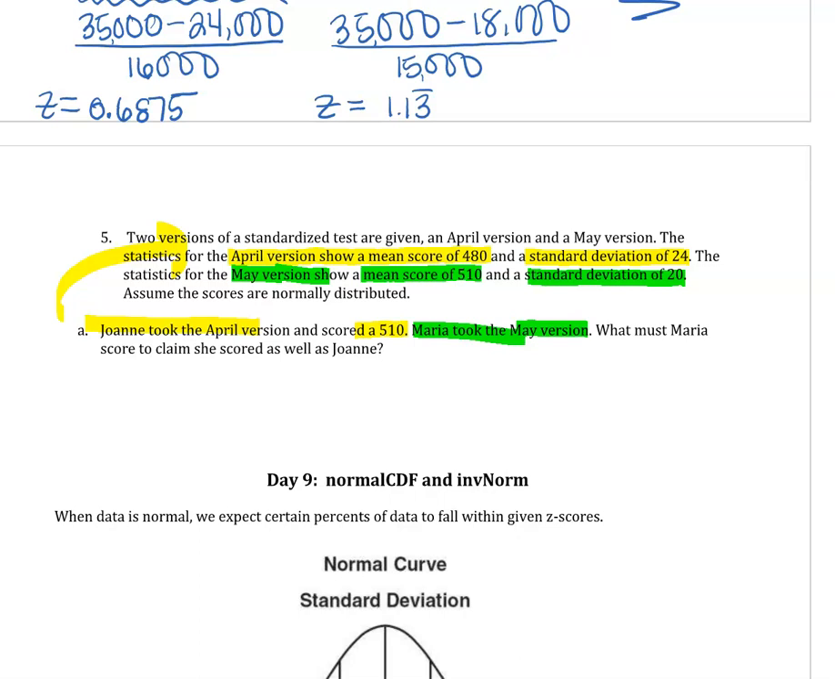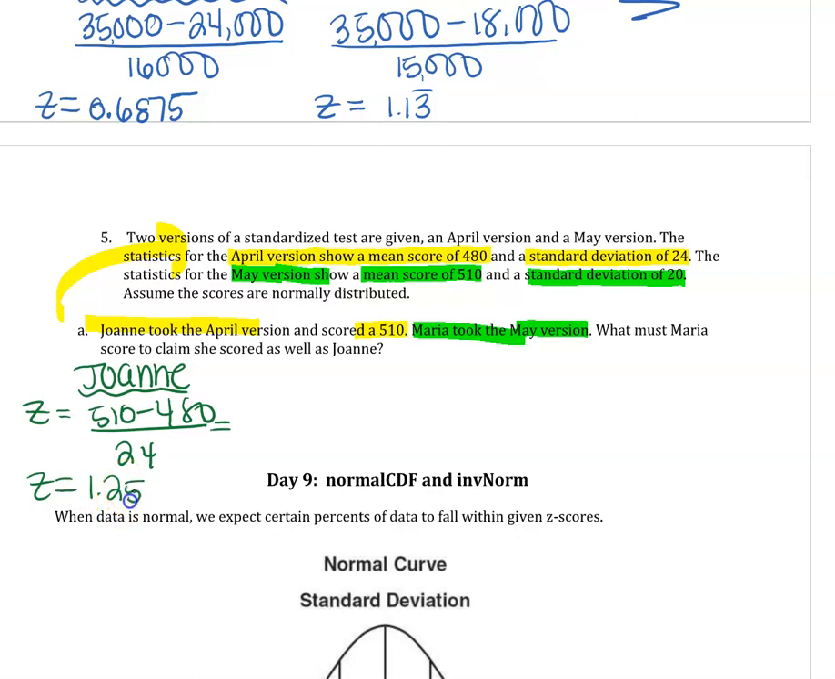So again, this is all about comparing their z-scores. So let's start with Joanne. She got a 510. Now on her test, there was a mean of 480 and a standard deviation of 24. So take a moment and figure out her z-score. You should get 1.25. So she scored 1.25 standard deviations above the mean.